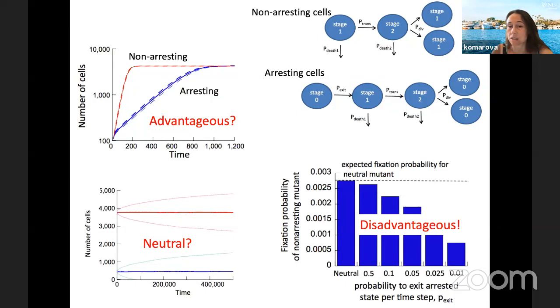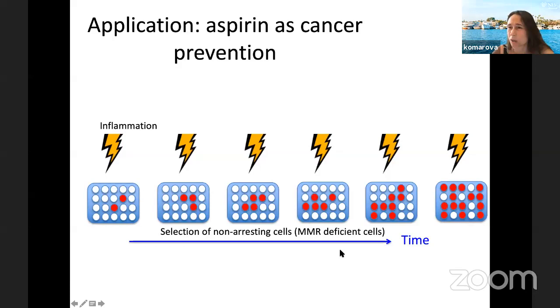So how does it work? Why does aspirin help to prevent cancer? So let's think about this process. We have inflammation. All the cells always experience attack of damage from inflammation. And inflammation is damaging. It causes mutations, right? Why do these cells come to fixation if, as we just proved, they were not advantageous?